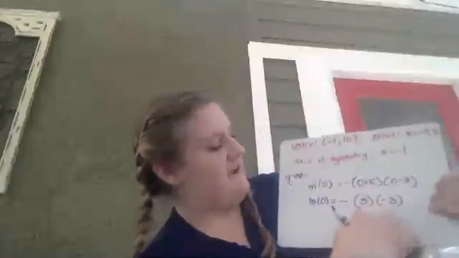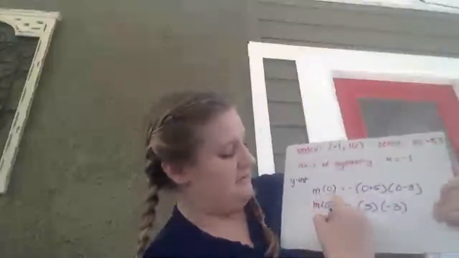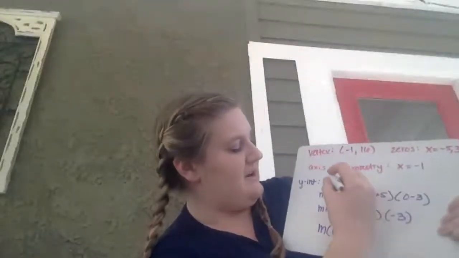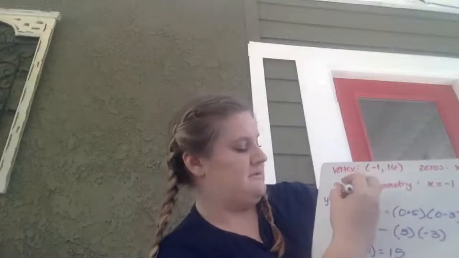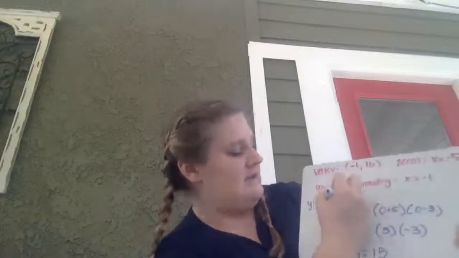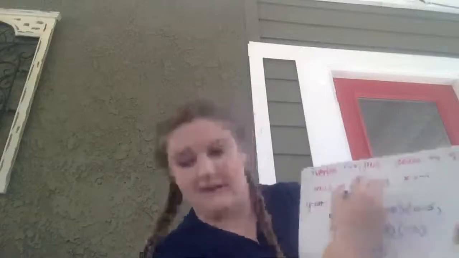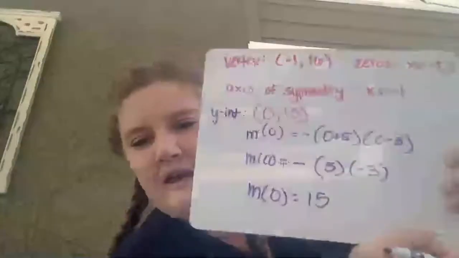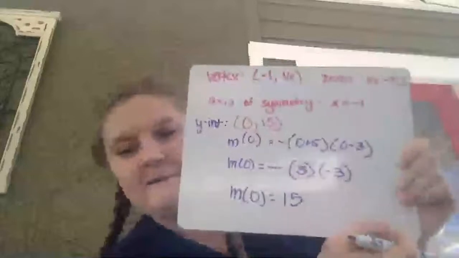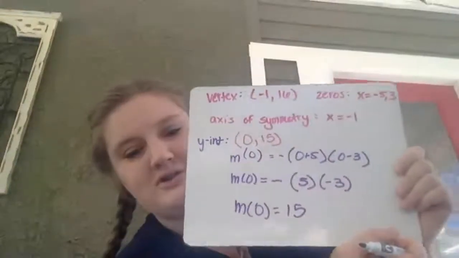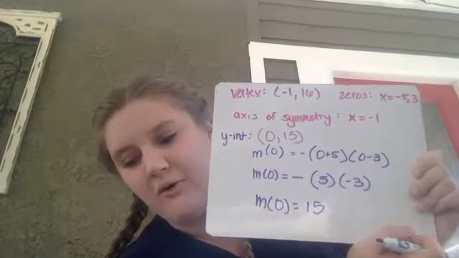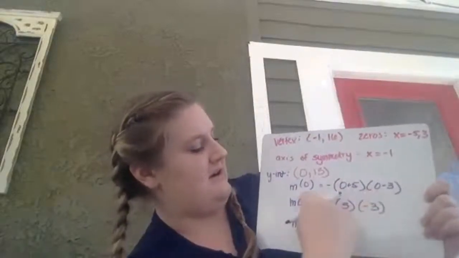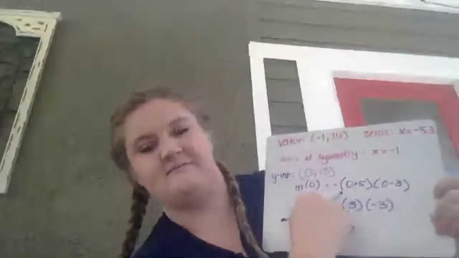So -5 times -3, so m of 0 is +15. So that means our y-intercept is (0, 15). And then I'm hoping you can do E because you're just plugging 7 in for x, which is what we did here. Instead of 0 right here and here, you're just plugging in 7.